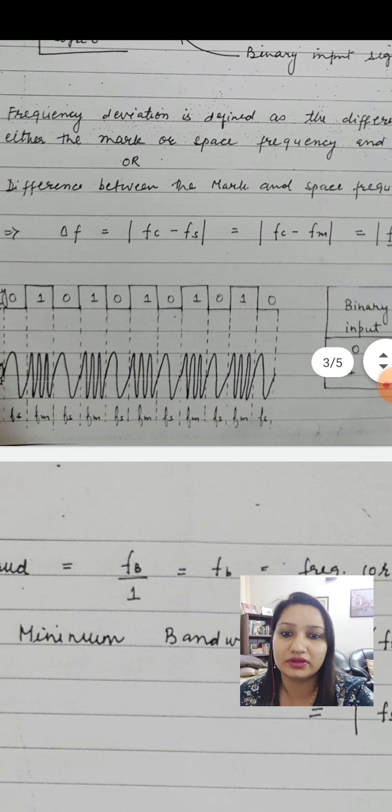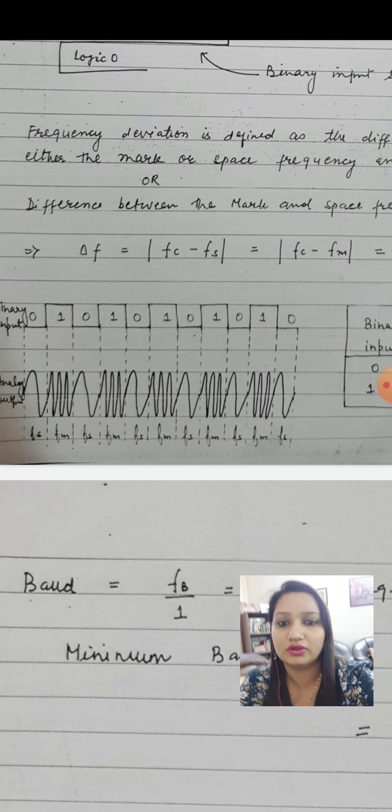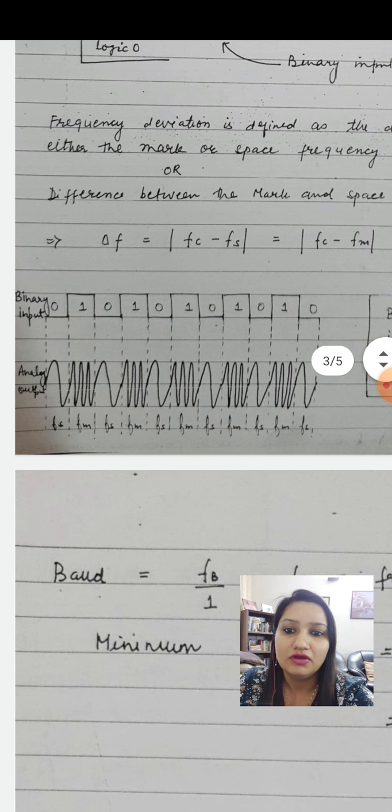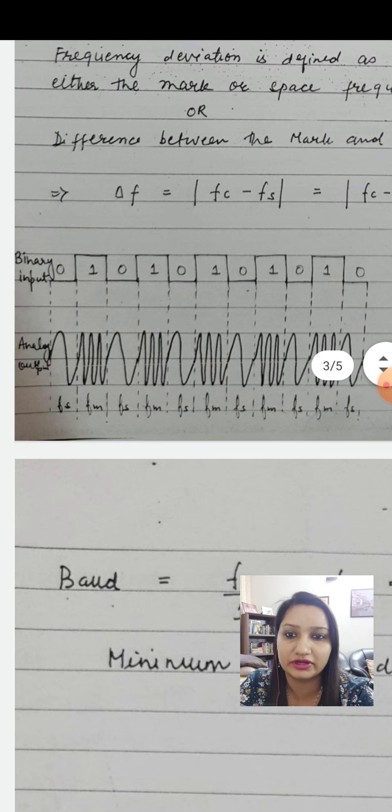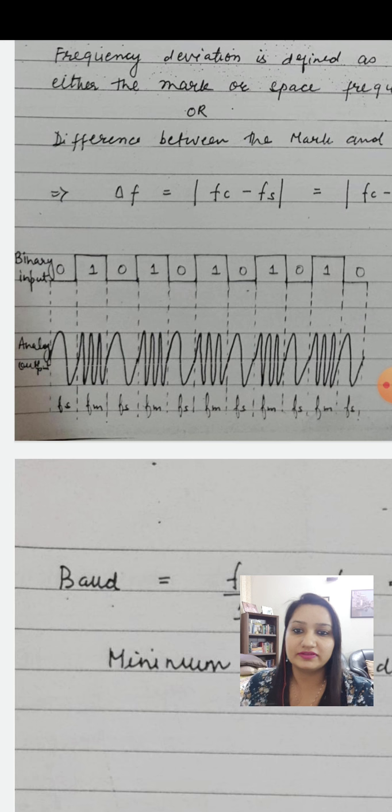Now just observe the image, that is the graph given in your material. For the binary input 1, you can see the frequency is increasing. This is the Fm part: when the frequency is higher, under logic 1, it is Fm. Whenever there is a logic 0, the frequency decreases and it is the space frequency Fs. So I think now you can understand the graph very easily.